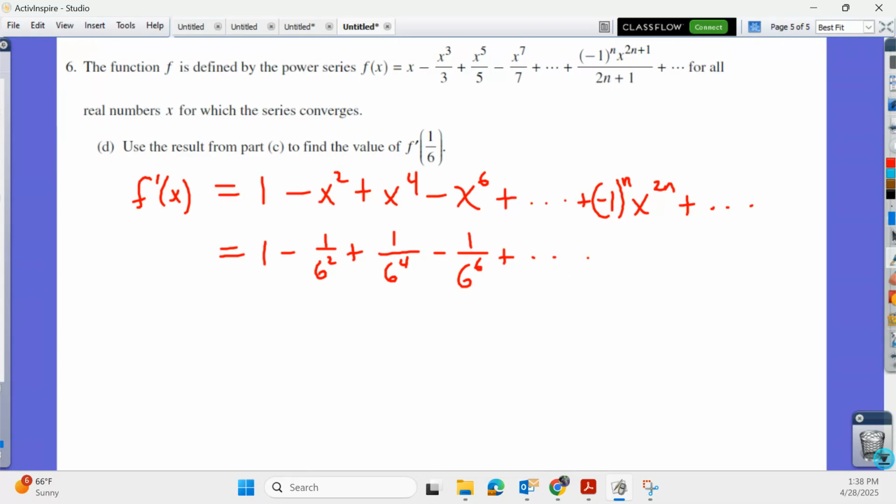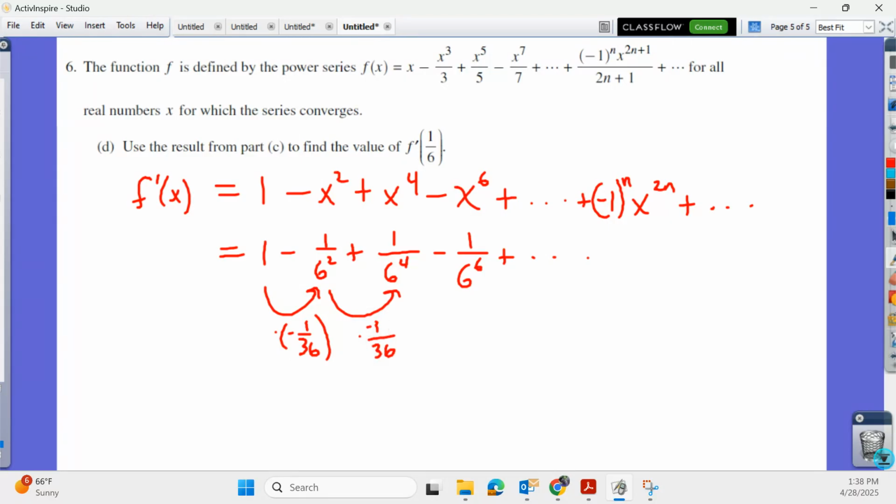And it's a geometric series. It's infinite. And when you go from one term to the next, we keep multiplying by the same thing. That's what a geometric series is, right? We keep multiplying by negative 1 over 36, right? Negative 1 over 6 squared. That's how you get from one term to the next.